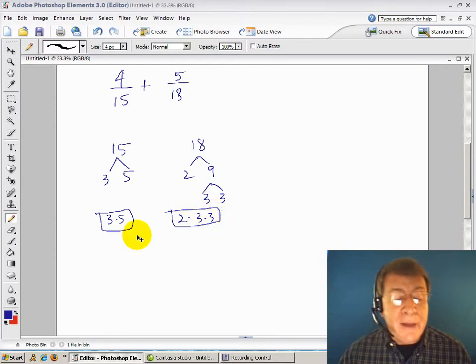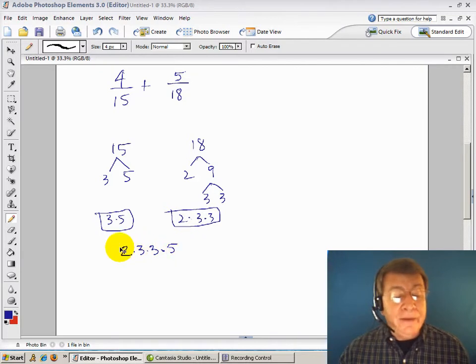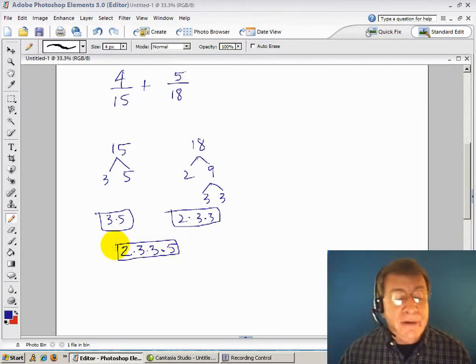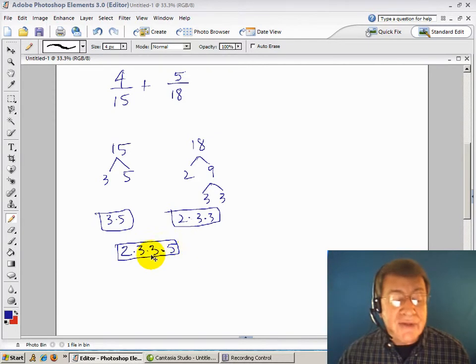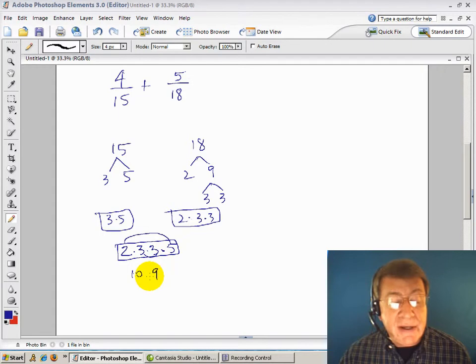And then our common denominator: there's 1 two here, no 2's here, so we have 1 two. There's 1 three here, 2 threes here, so we have 2 threes. 1 five against no 5's gives us 1 five. This is my lowest common denominator. If we want to see what that looks like in numbers, 2 times 5 is 10, 3 times 3 is 9, 10 times 9 is 90.